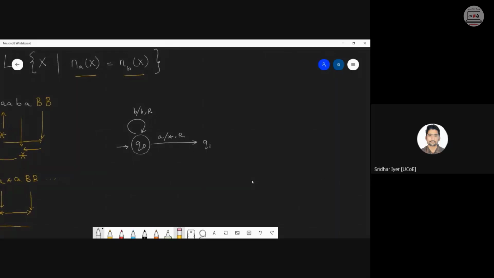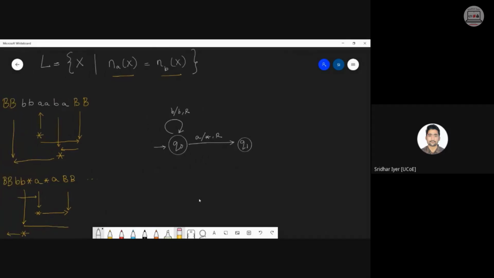You can do it within 10 to 15 minutes maximum. Okay, then in the Q1 state, as per our logic, what is Q1? We are going till this blank symbol, right? So in Q1, what we are doing? We are going till this blank symbol, and from there we are coming back left. Okay, so this is all about Q1. I will be adding all the loops later on.